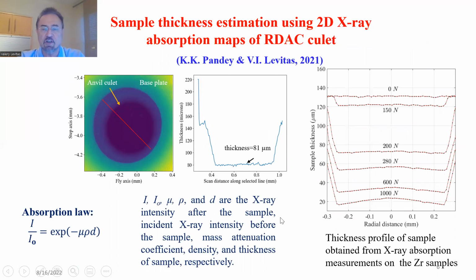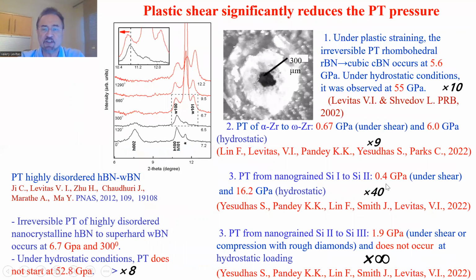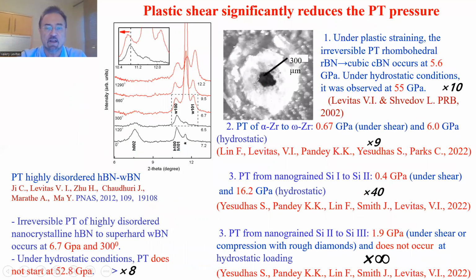We use X-ray absorption to find thickness profile of sample. And we place ruby particles from both sides of sample and measure not only pressure, but also displacement of particles. And this is important because, for example, at rotation of angle of 10 degrees of anvil, rotation of material is just 2 degrees.